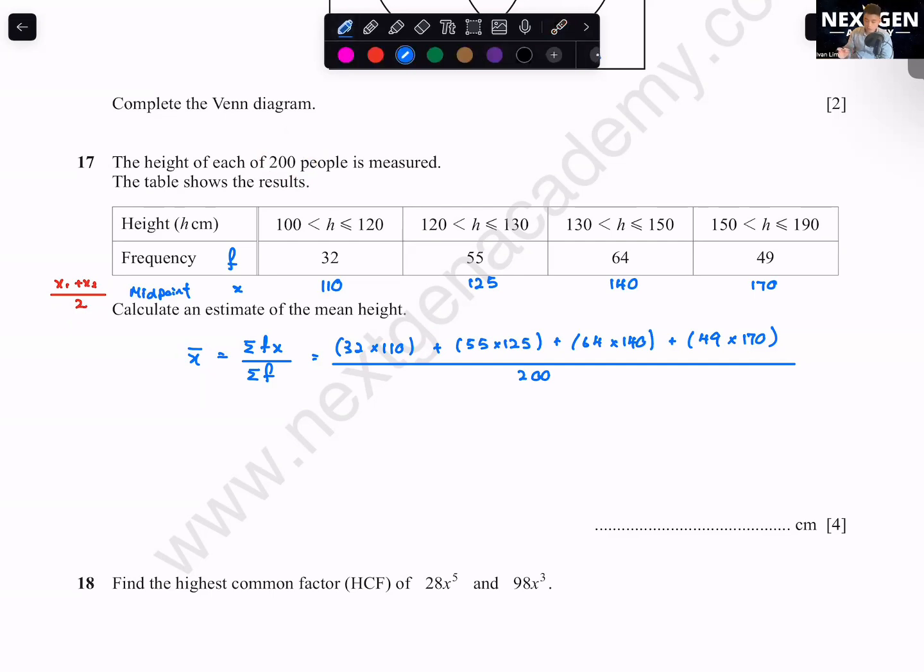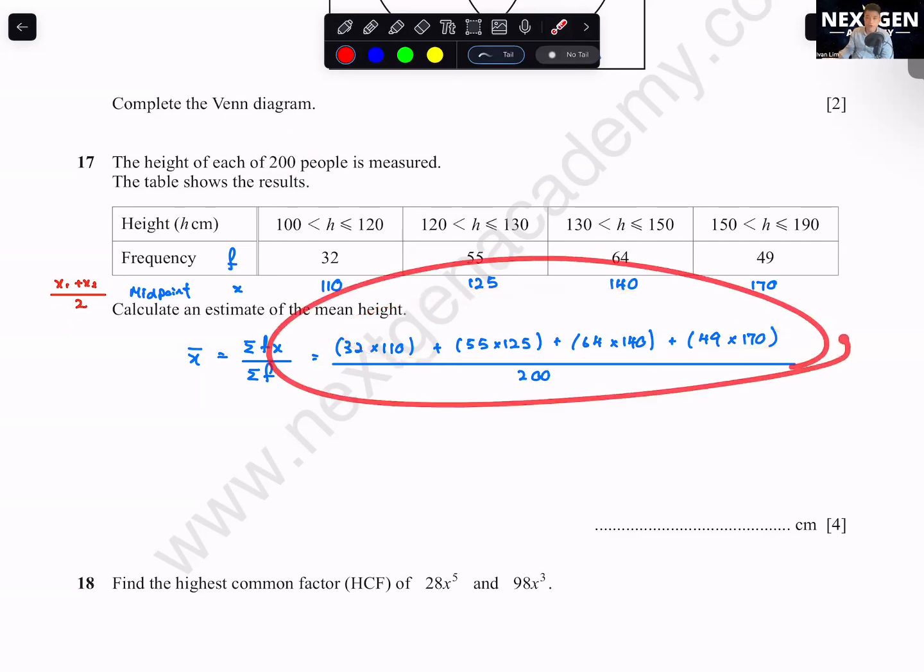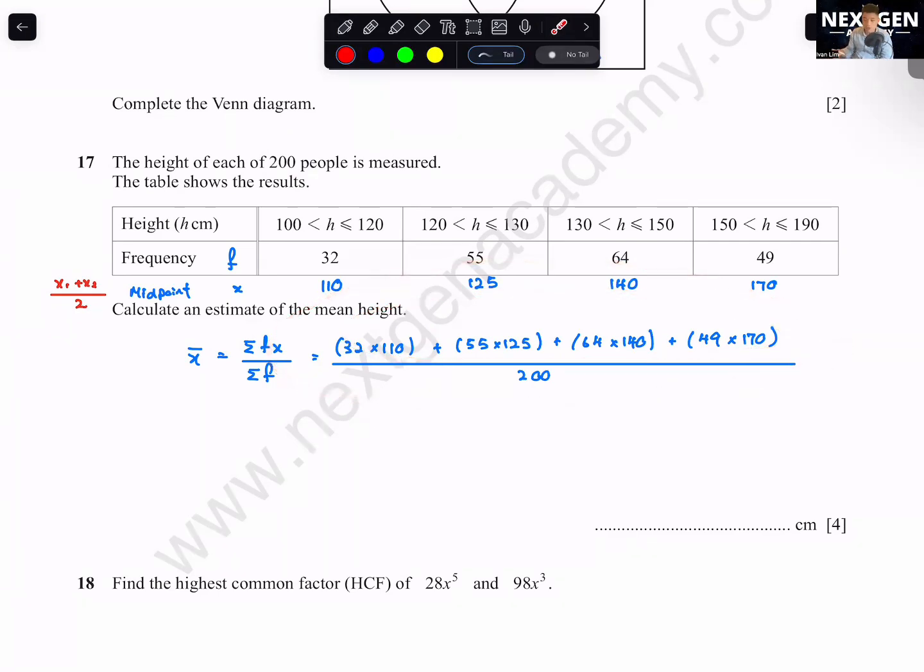Okay, this part here also, calculate the top first and write it down. Don't straight away put this whole thing in the calculator, because when we double check, it will be easier for us to check the value on top like that. Calculate this, you'll get 27685 over 200. You type this into your calculator, what do you get? They give you 138.425.